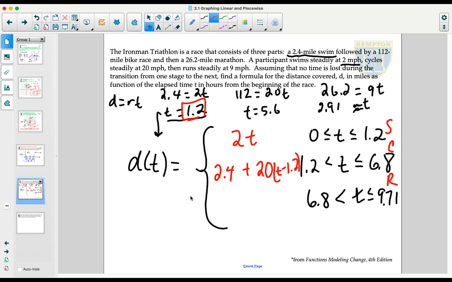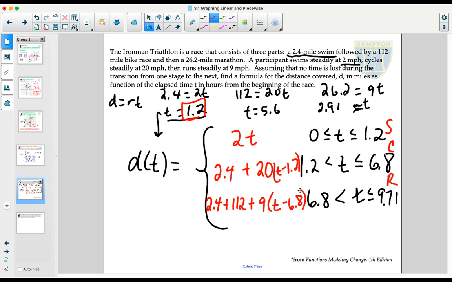In the next part, the biking section and the swimming section are both finished. So we're going to have the 2.4 for the swimming section and the 112 for the biking section already done. Once those are done, I look for my rate. My rate for running was 9 miles an hour, but that 9 miles an hour will not start until the swimming and the cycling are both done.